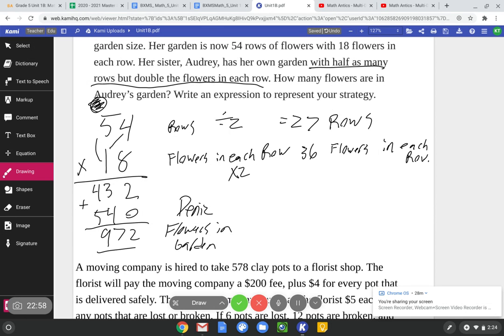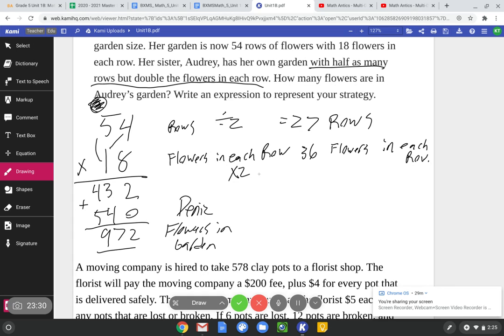So let's review. Half as many rows. So Denise has 54 rows. Audrey has half as many rows. So 54 divided by 2 equals 27. Audrey has double the flowers in each row. Denise has 18 flowers in each row. If we want to double that, we multiply it by 2. 18 times 2 equals 36.